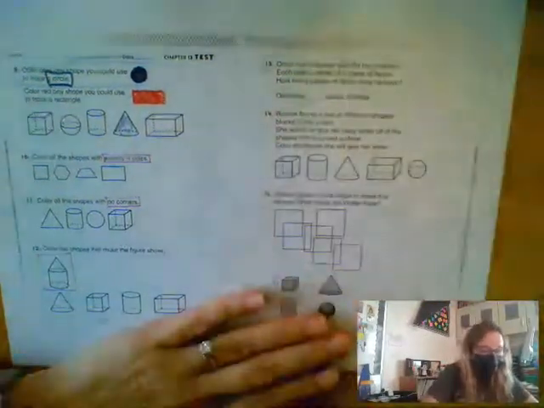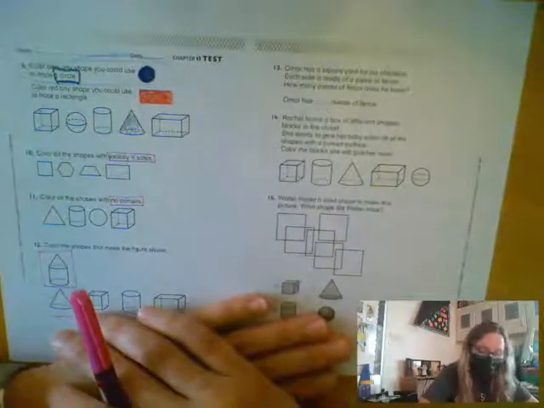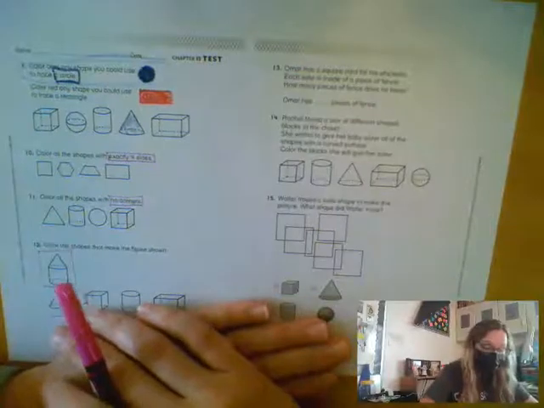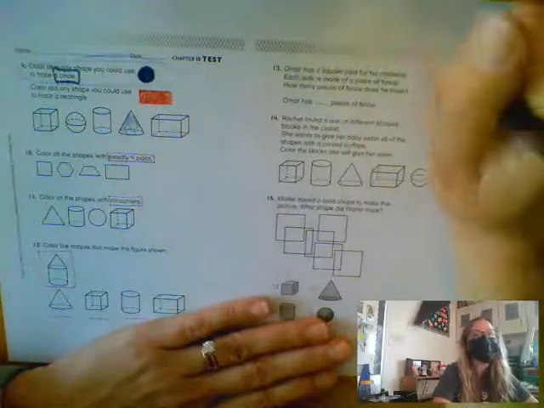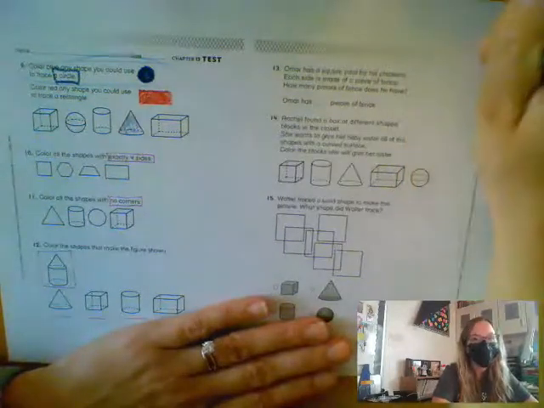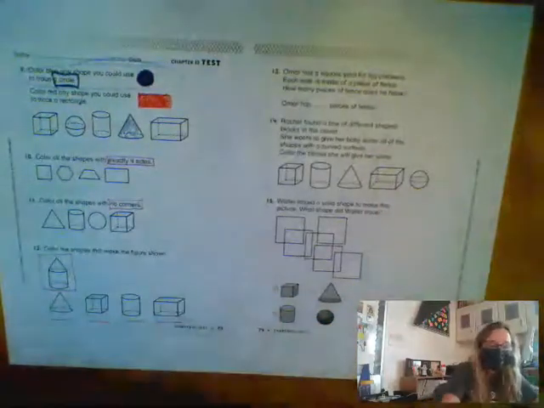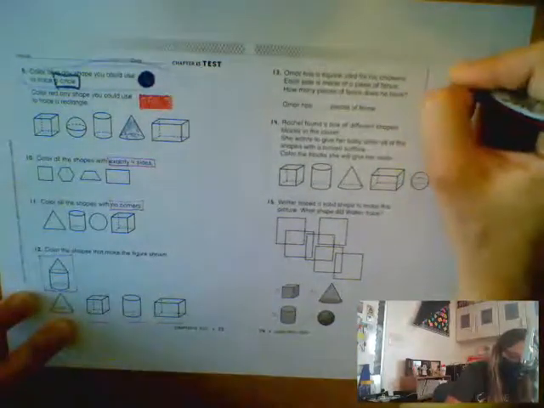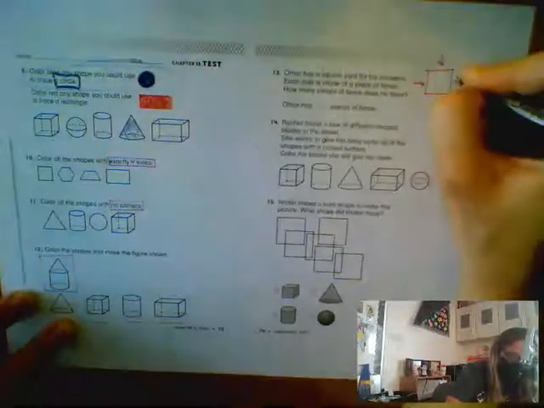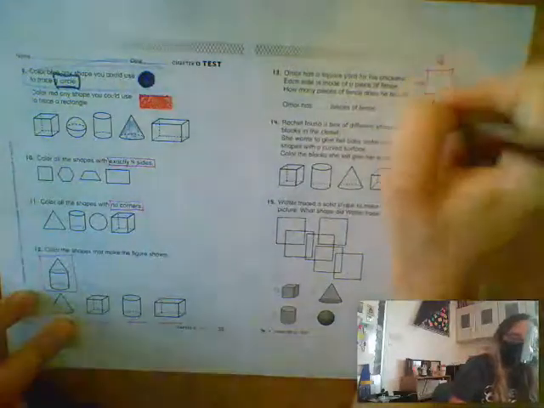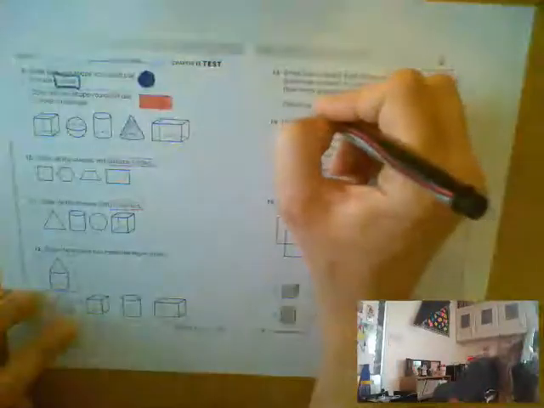Okay, up at the top, number 13 says, Omar, hey, that's Chase and Drew's dad, has a square yard for his chickens. Each side of the yard is made of 1 piece of fence. So how many pieces of fence does he have? He has a square yard, and each side has 1 piece of fence. So how many pieces of fence does Omar have? Put that number here.